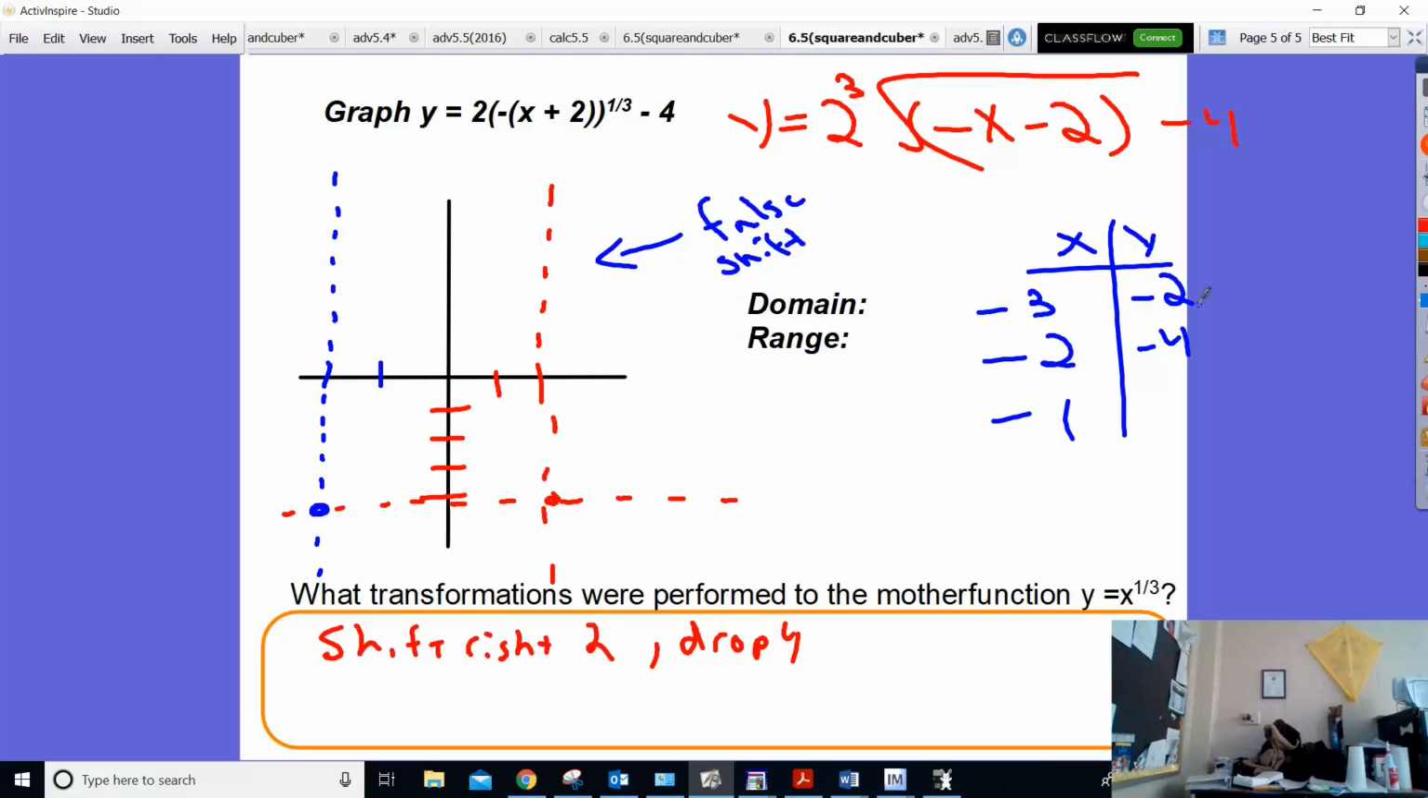If I plug in that -1, I'll have -1, which is +1, and -2, which is -1. And the cubic root of -1 is -1. Times the 2 makes -2, subtract 4, and then -6. So, back 3, fall 2. Back 1, fall 6.